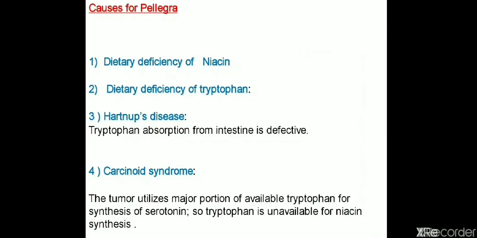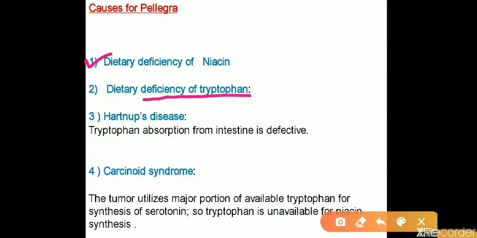A question on pellagra: if it is a 5-mark question, you have to write the causes of pellagra. One of the primary causes is dietary deficiency of niacin, and the second cause is dietary deficiency of tryptophan. What is the reason? Because there will be defective endogenous synthesis of niacin from tryptophan. That also leads to pellagra. So tryptophan deficiency can also result in pellagra-like manifestation.